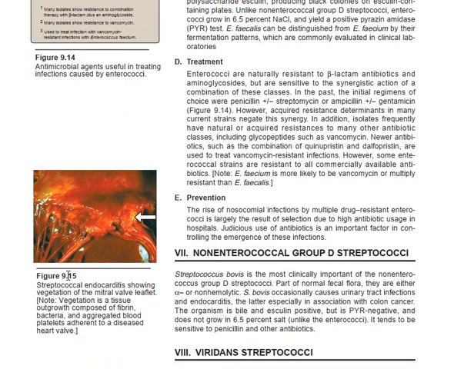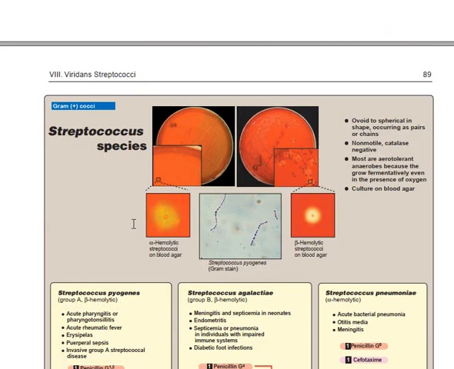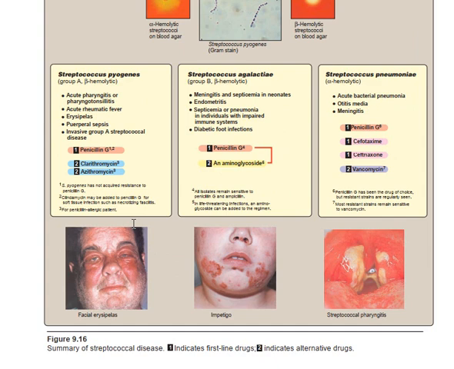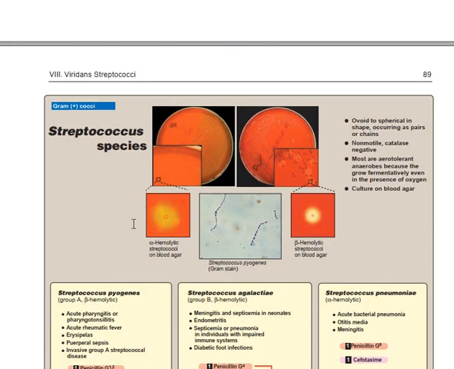Now this is streptococcal endocarditis showing vegetation of the mitral valve leaflet. This is just an autopsy that has been done, and you can see the streptococcal endocarditis that has been shown here. Now you can just visualize a brief summary on the streptococcal diseases.